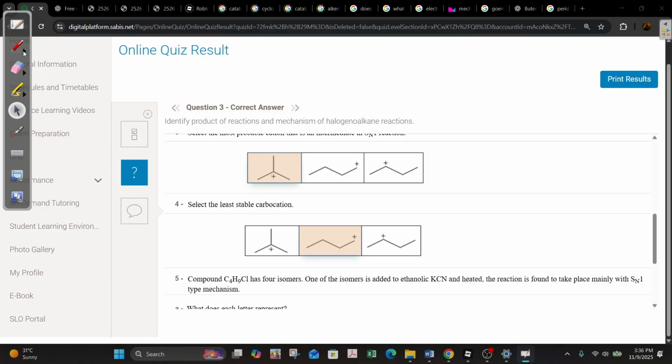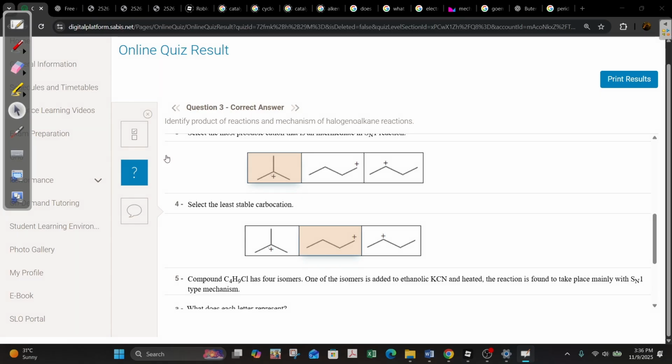The least stable, you have to memorize this. The least stable is the primary, due to the number of alkyl groups. Here there will only be 1 alkyl group acting on the carbon, while here there are going to be 3, which makes it more stable. So there is a positive inductive effect on the carbon.